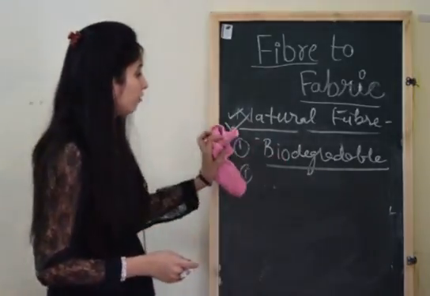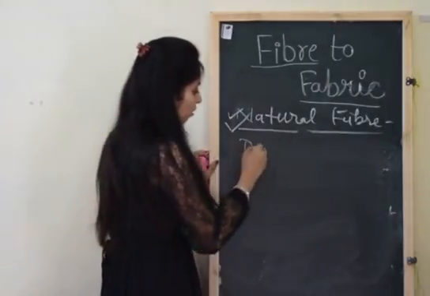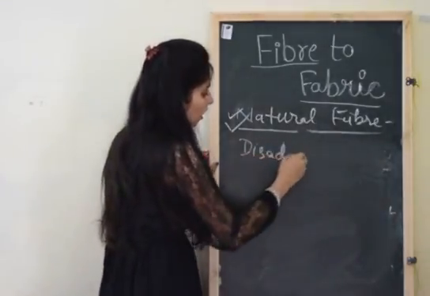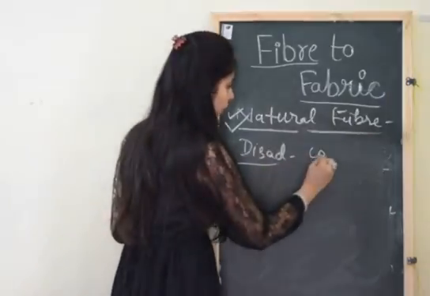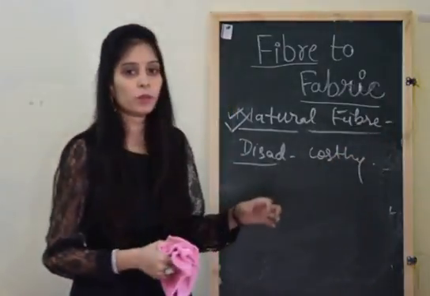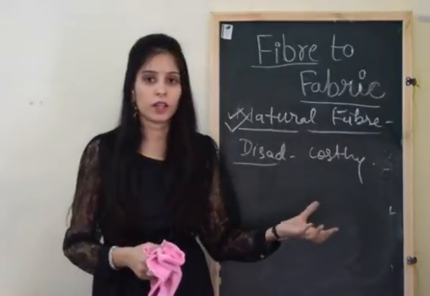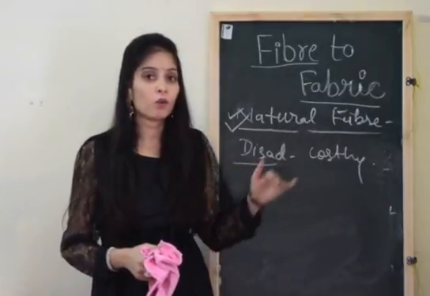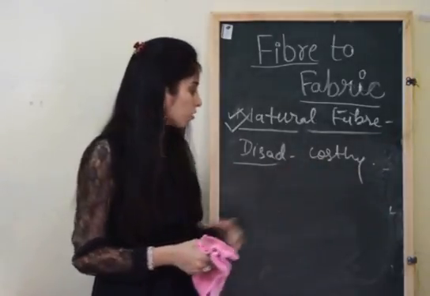Now what are the disadvantages of natural fibers? First, they are very costly. If you are going to purchase a silk sari or a simple cotton sari, the silk sari will be much costlier than the simple cotton sari. So they are very costly.